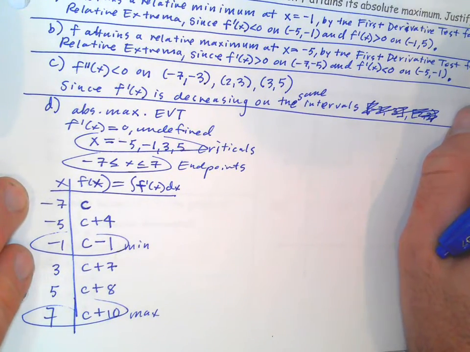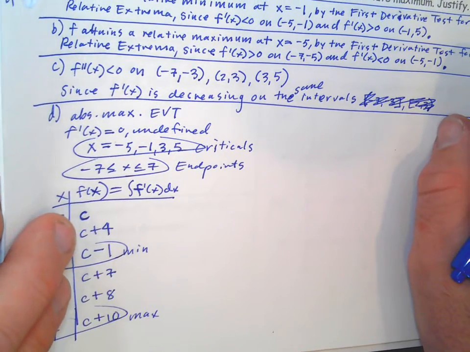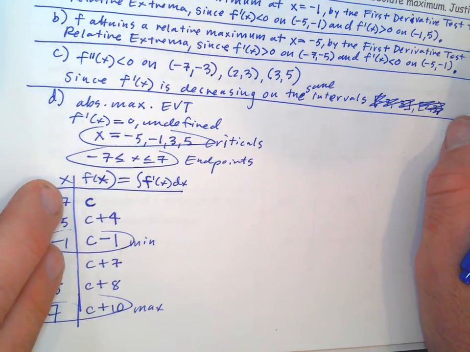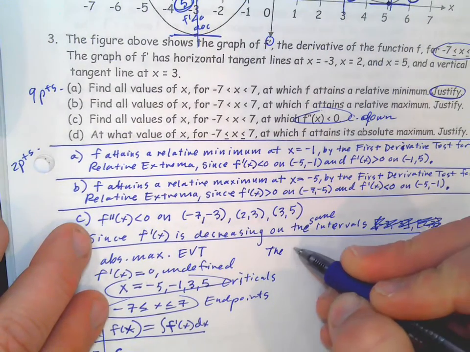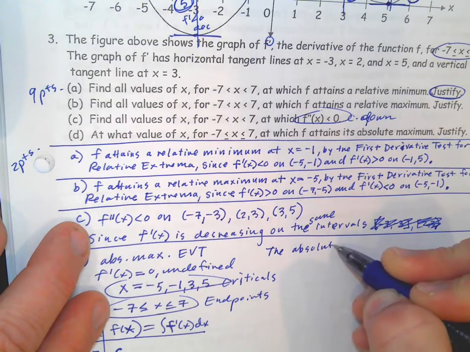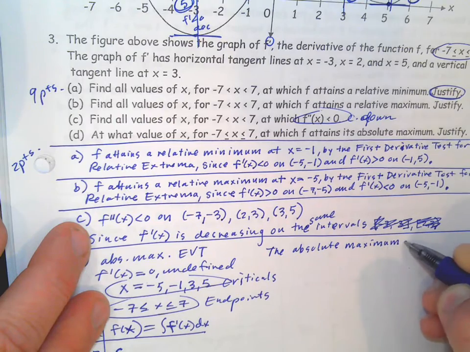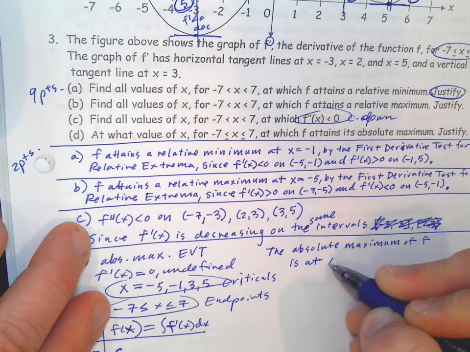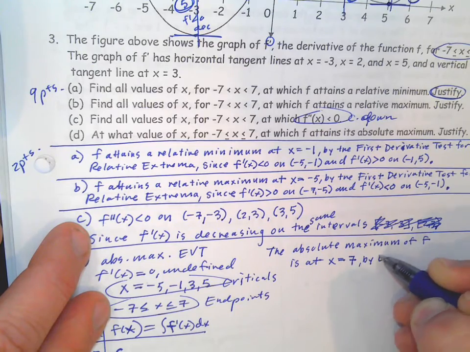Now, writing that out and explaining that is the challenge. It's a bit of work to justify this. So we could say the absolute maximum, we don't know its value, so we're not going to say its value. The absolute maximum of f is at x equals 7 by the extreme value theorem.